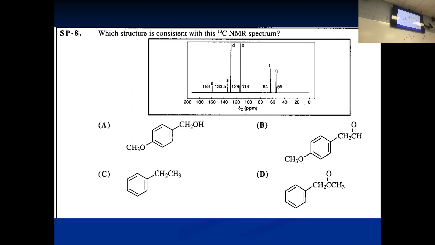So, let's look at some examples. Here's an example of a carbon NMR spectrum. What you see at the top, Q, T, D, D, S, S, isn't always going to be there. It turns out that carbon-13, only being 1%, what do you think the odds of two carbon-13s being bound together in a molecule? Is the probability high or low?